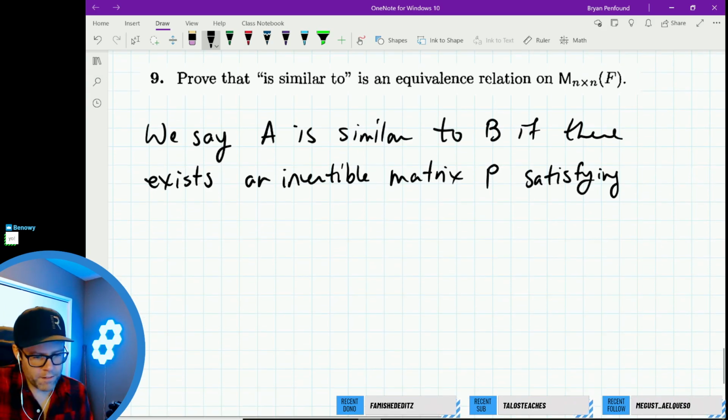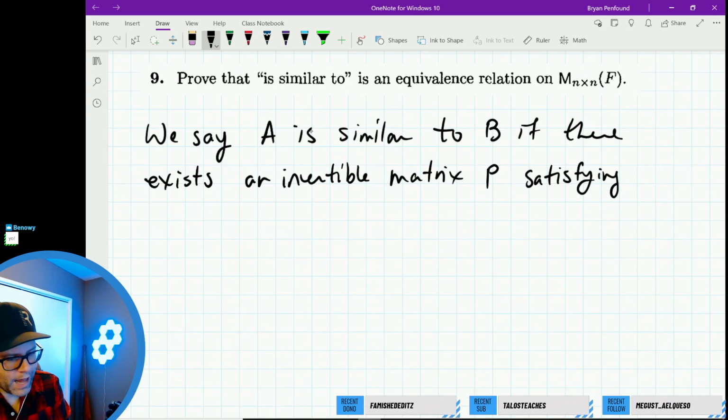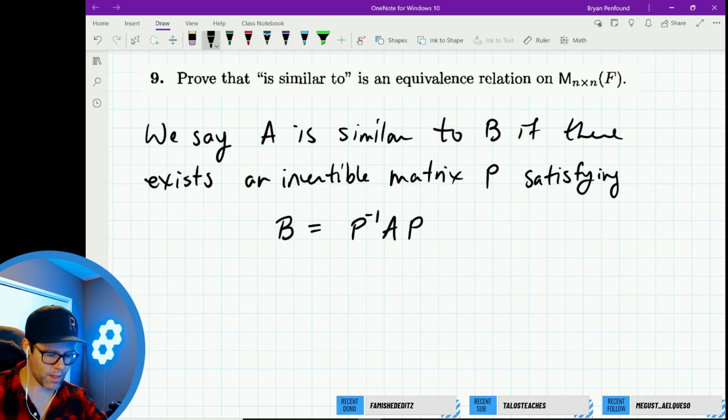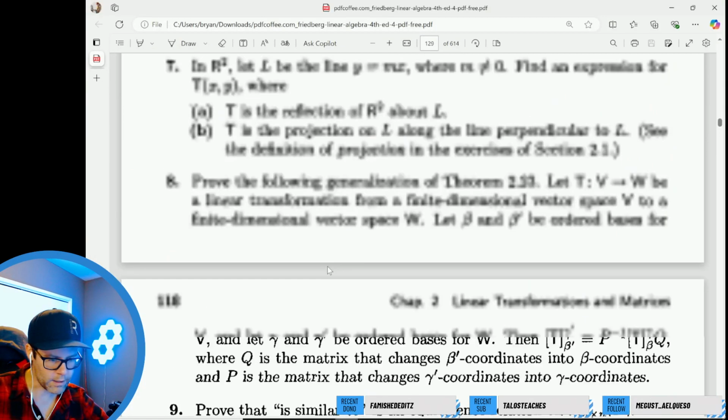So let's get the definition down first. We would say that A is similar to B if we can find an invertible matrix P that satisfies, I'm trying to remember the order, that B is P inverse AP. It's something like this, right? I think the inverse comes first, if I remember correctly.